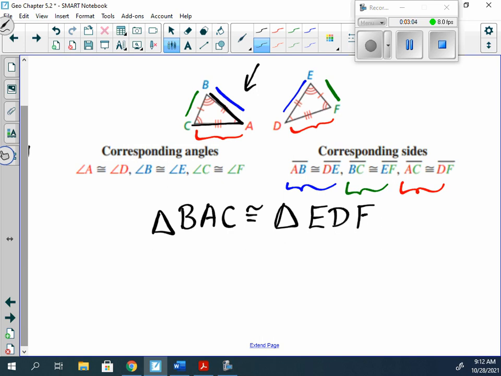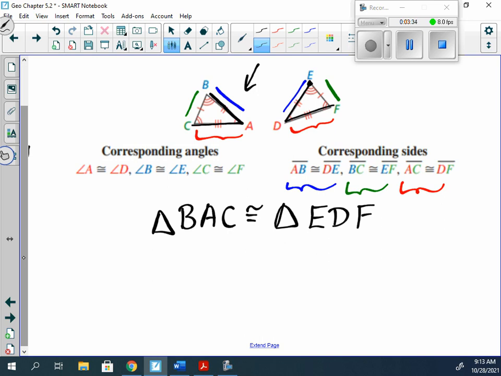Because we went from B to A to C, here we're starting off at E. Well, we went from B to, what angle corresponds with A? D. And then we go in the same direction. It has to follow the same pattern because it's telling us these parts match up: B and E, A and D, C and F.